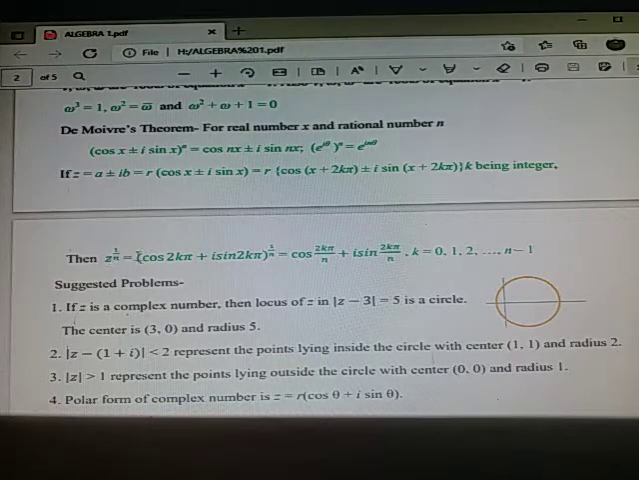So it is z to the power 1 by n. If it is x plus 2k pi, then you divide by n. This is De Moivre's theorem.